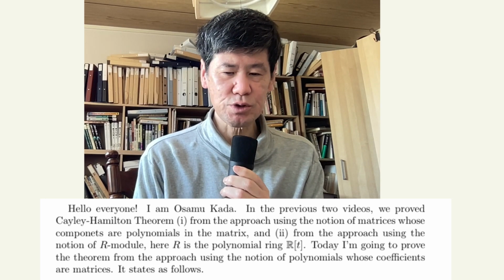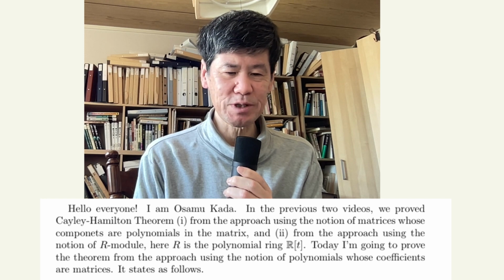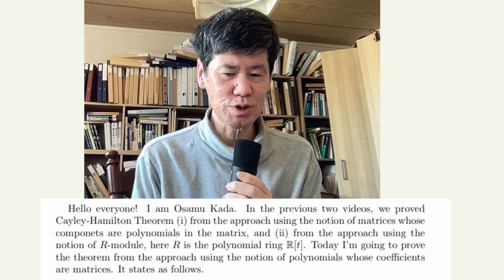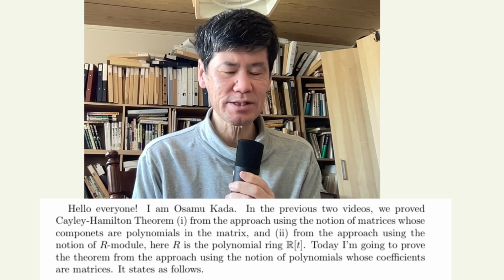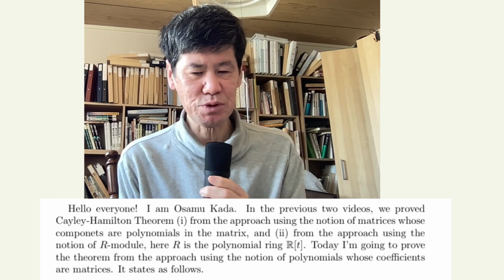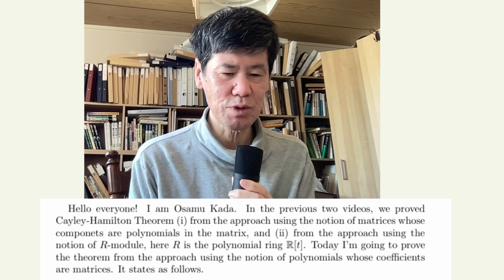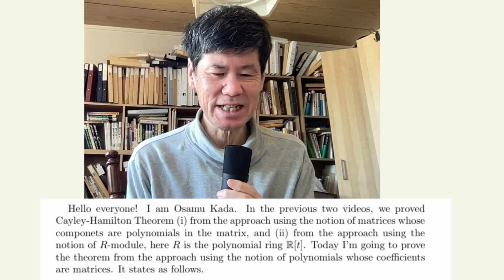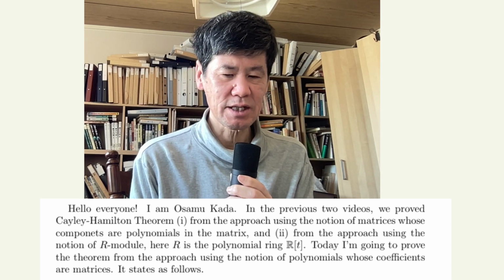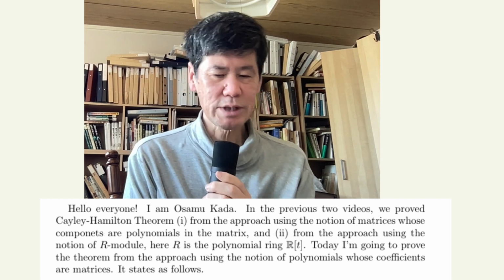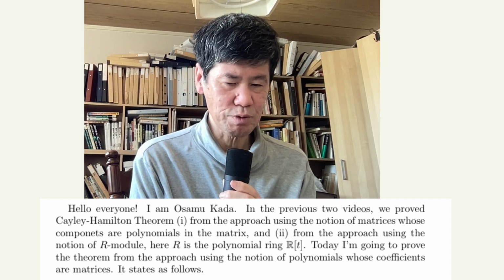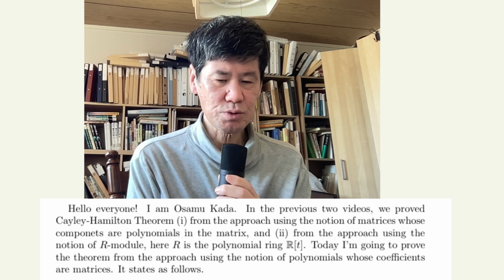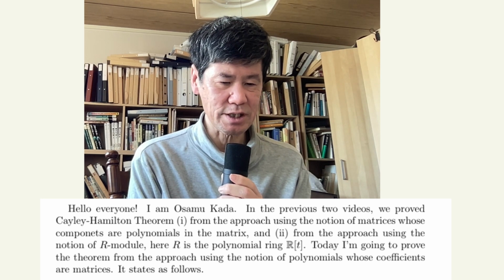In the previous two videos, we proved the Cayley Hamilton Theorem from the approach using the notion of matrices whose components are polynomials in the matrix in the first video, and from the approach using the notion of R module. Here, ring R is a polynomial ring R[t]. Today, I'm going to prove the theorem from the approach using the notion of polynomial rings whose coefficients are matrices.